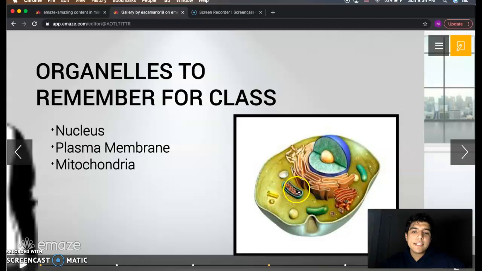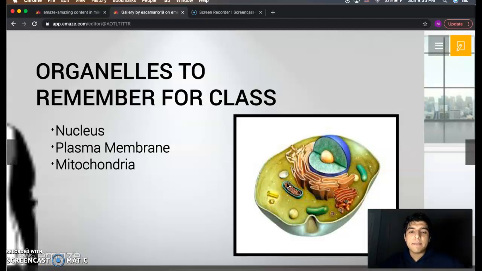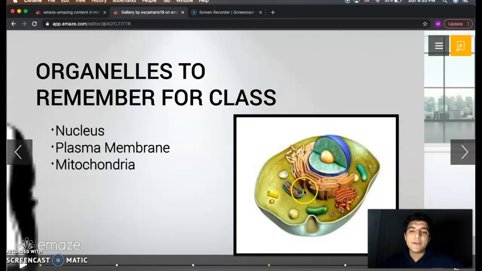The mitochondria is this little part over here. You can see that inside, right, there are some folds inside the mitochondria. And the reason for that is to increase the surface area inside the mitochondria. The mitochondria is responsible for providing energy for the entire cell. It's the organelle that produces ATP, which is what the cell uses for energy.